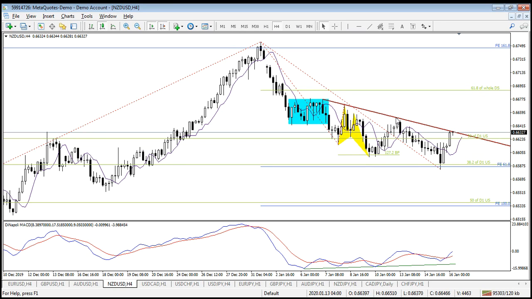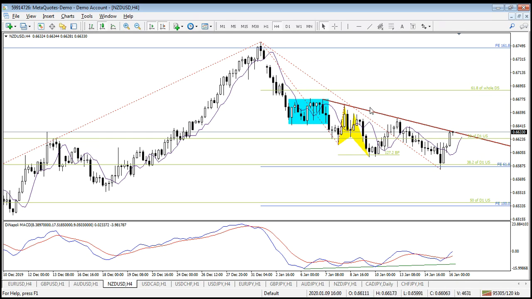Then there was a mild reaction, and I had again entered the sell and suggested the next target that will be 38.2% of the daily upswing. So 38.2% of the daily upswing has also been completed, which has coincided with this A, B, C, D 61.8% of this first AB. Now price has reacted to the upside.